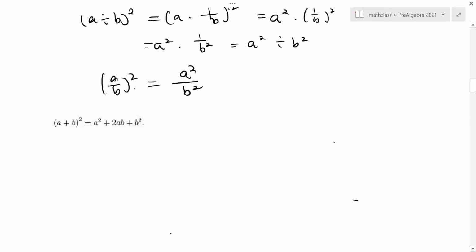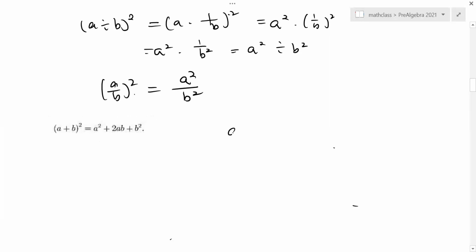Now, let's try to prove this formula. This formula tells us A plus B squared is not going to be A squared plus B squared. This indicates these two are not equal. But some students still believe this is true, and even getting into the colleges, they still write down the wrong formula. There's an additional term here, 2ab.